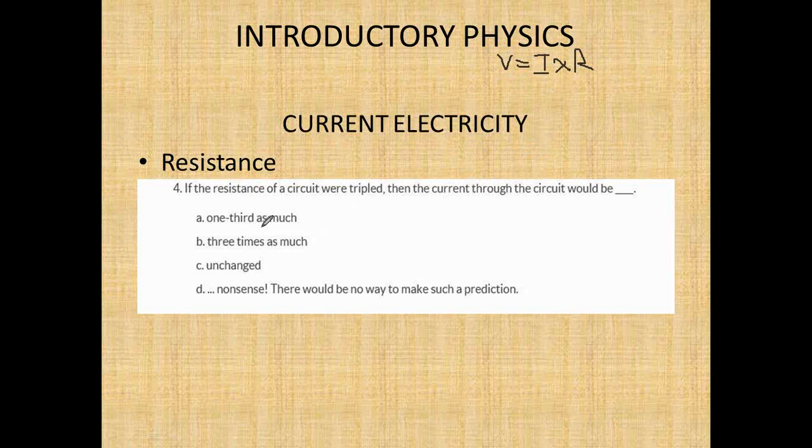So if you take your household, if you take your home, the standard voltage might be 110, 120, fairly constant. But if you increase the resistance, if you triple the resistance, you have to decrease the current by a third in order to keep this a constant number.